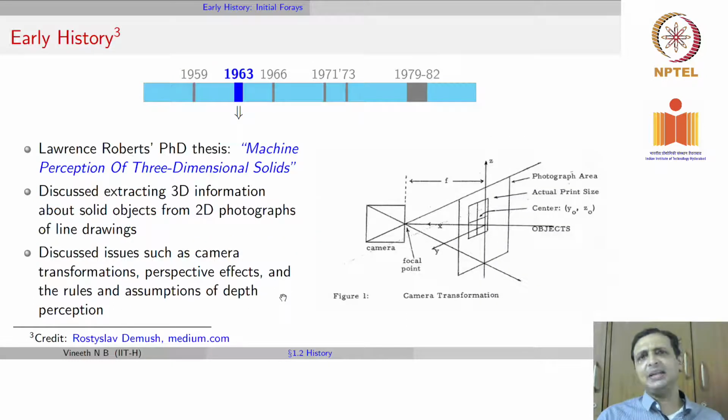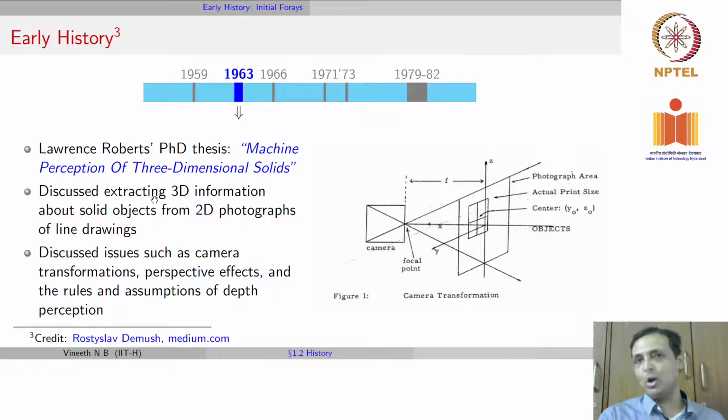Then in 1963, there was a significant development by a person called Lawrence Roberts, who wrote a PhD thesis on machine perception of three-dimensional solids. The PhD thesis, in fact, is hyperlinked on this particular slide, so please take a look at it if you're interested. I think this thesis had some ideas even beyond its times at that point. The thesis discussed extracting 3D information about solid objects from 2D photographs of line drawings.